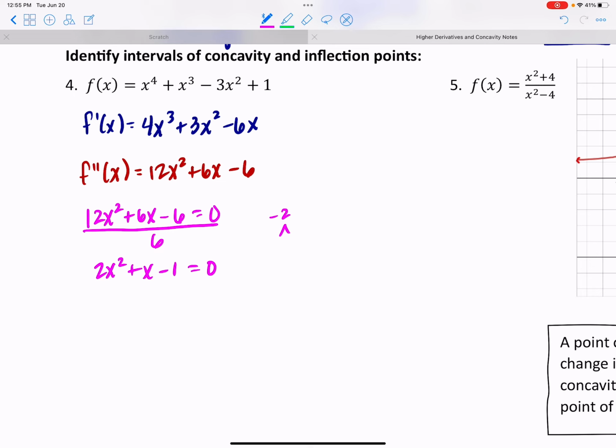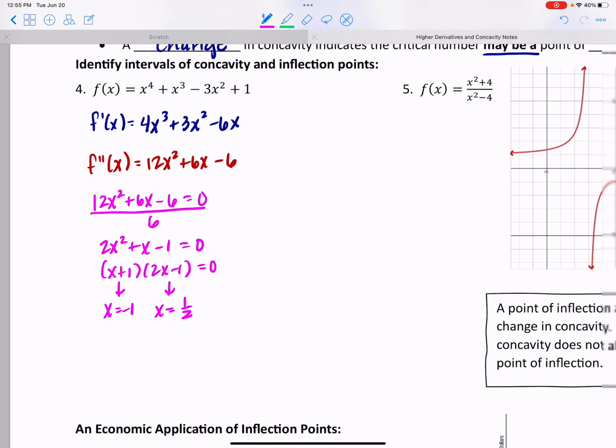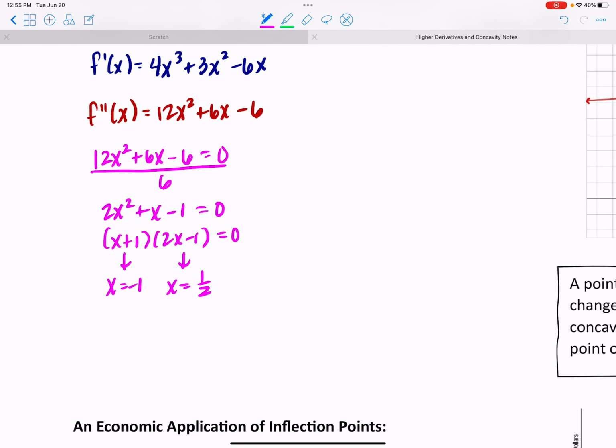Factors of -2 that make 1, or 2 and -1. I'm using bottoms up to factor. If you have some other method for factoring, whatever works for you. But this is going to factor into (x + 1)(2x - 1), which means our solutions are the values of x that make each of these factors equal 0. So -1 is going to be a solution, and positive 1/2 is going to be a solution. Those are our critical numbers.